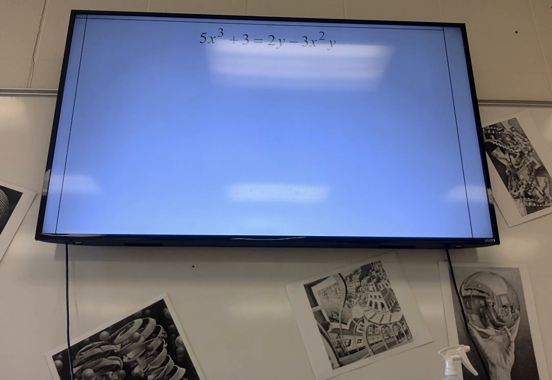Okay, so when I take the derivative, it's 15x squared. The 3 goes away because it's constant, equals 2 dy dx. Then here, we've got to use the product rule. So derivative of the first, that's minus 6x, times the second, y, plus the first, so that's minus 3x squared, times the derivative of y, which is dy dx.